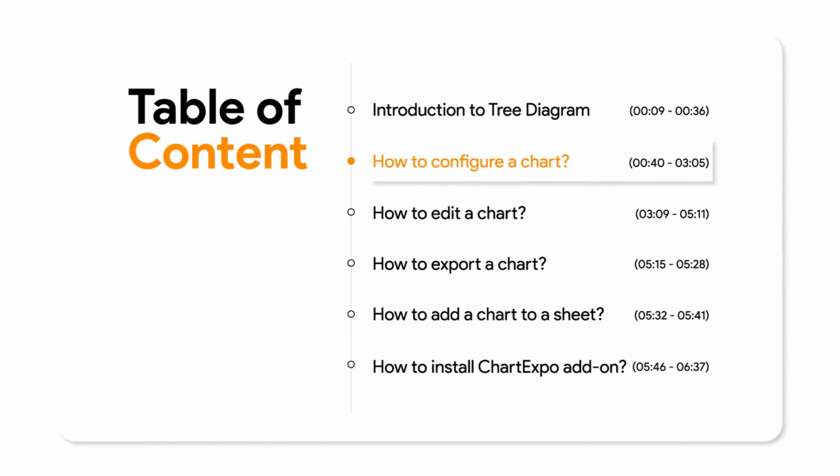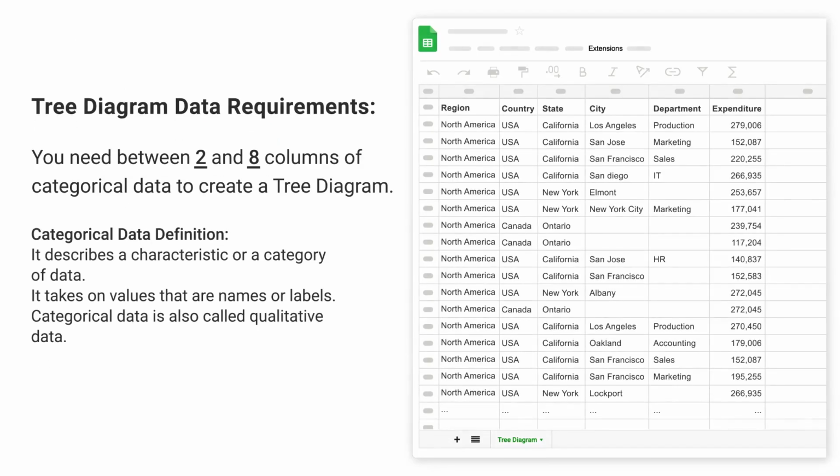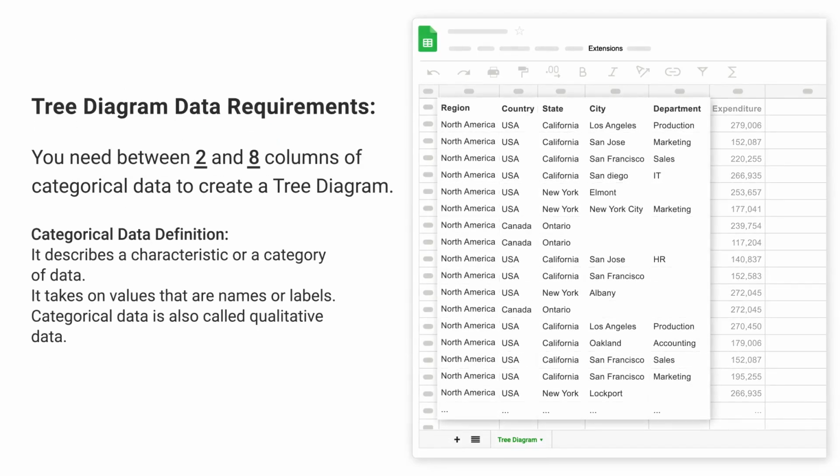How to configure a chart. You need between 2 and 8 columns of categorical data to create a tree diagram. Categorical data definition. It describes a characteristic or a category of data. It takes on values that are names or labels. Categorical data is also called qualitative data.